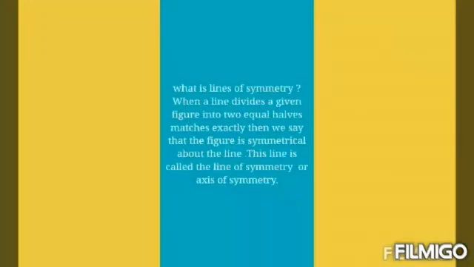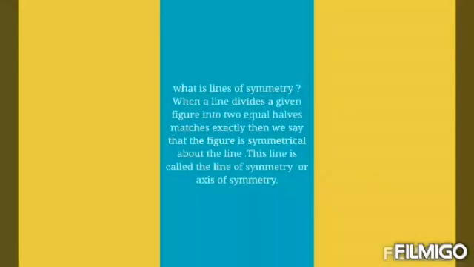Next we will go to see the lines of symmetry. What is line of symmetry? Answer. When a line divides a given figure into two equal halves, matching exactly, then we say that the figure is symmetrical about the line. This line is called the line of symmetry or axis of symmetry.